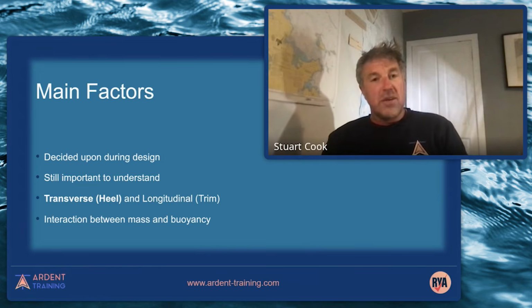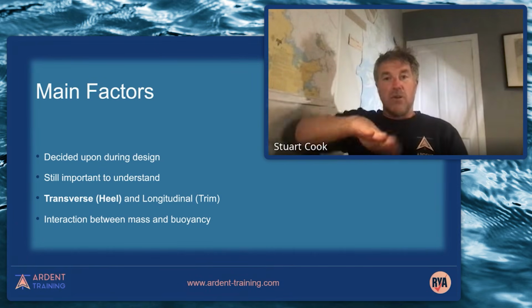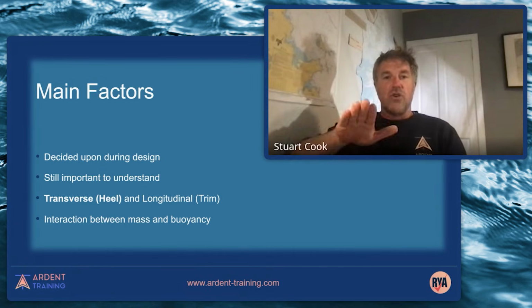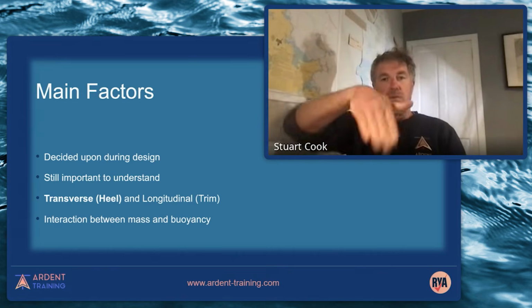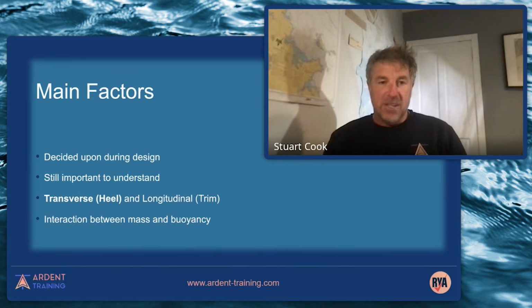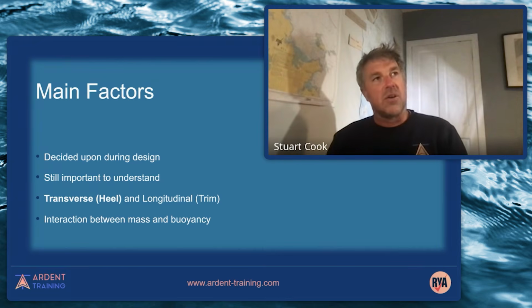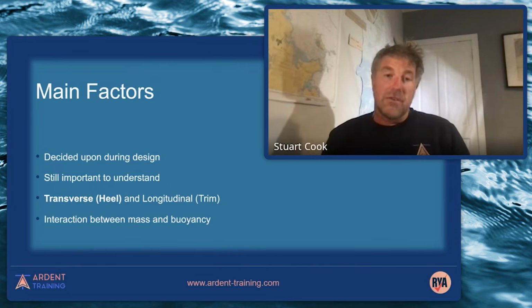Now, there's two main ways that we can look at stability. That is transverse and longitudinal. Transverse is when the vessel heels from side to side, and longitudinal is when it goes fore and aft. Transverse is known as heel, and that's what we're going to focus on this evening. Longitudinal is known as trim, and that's maybe more relevant for power vessels, but is still a factor for all vessels.